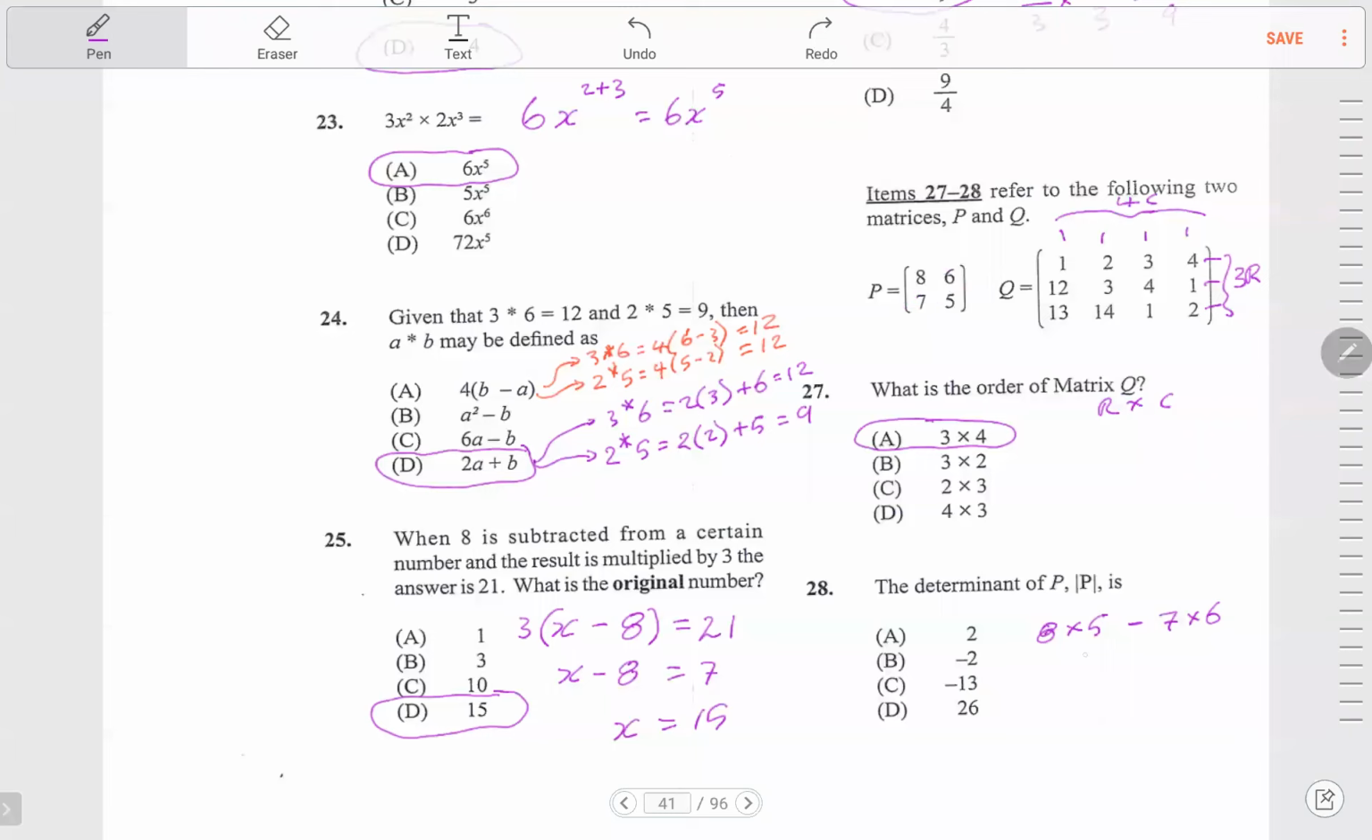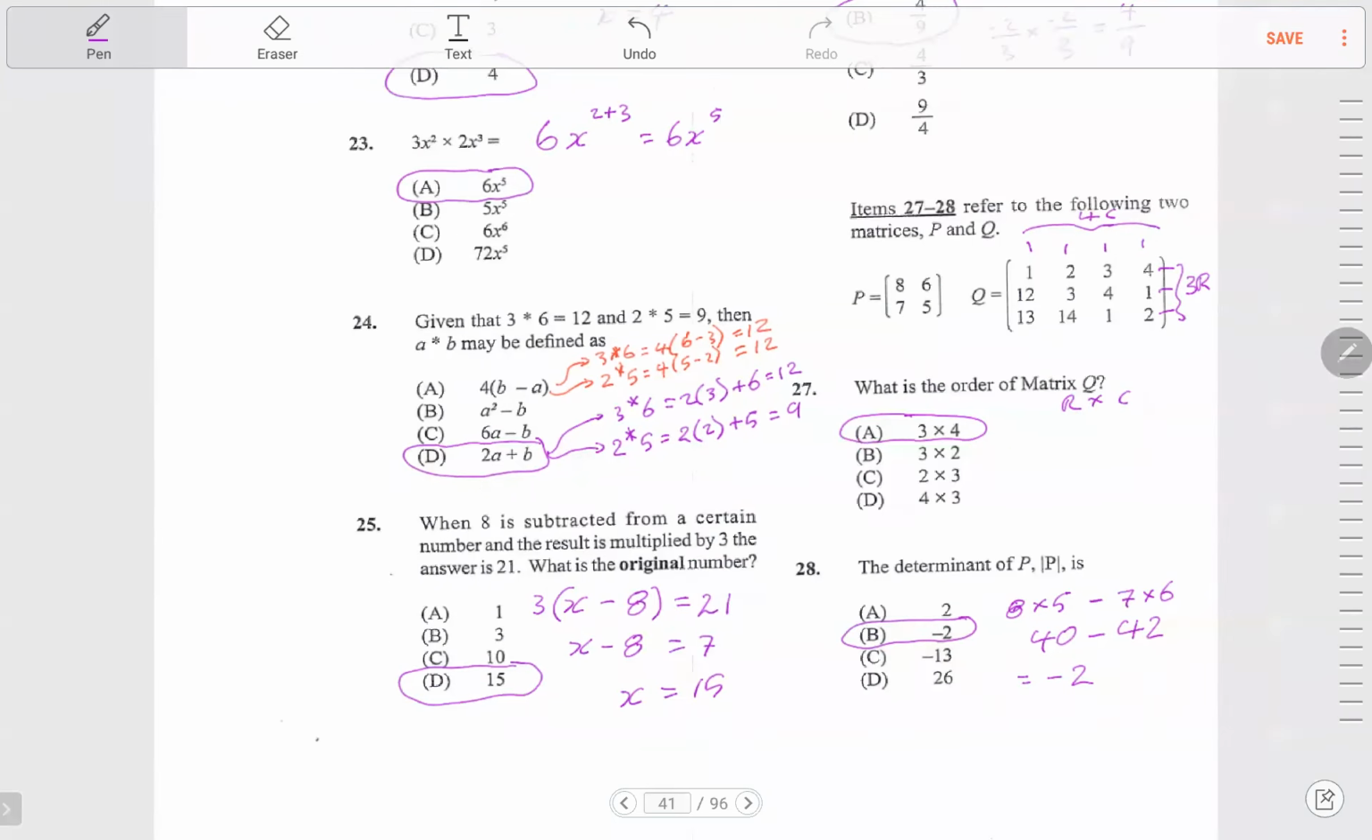And that's it. So basically this is 40 minus 42, which therefore is negative 2. So that determinant there is negative 2. All right. Moving right along.